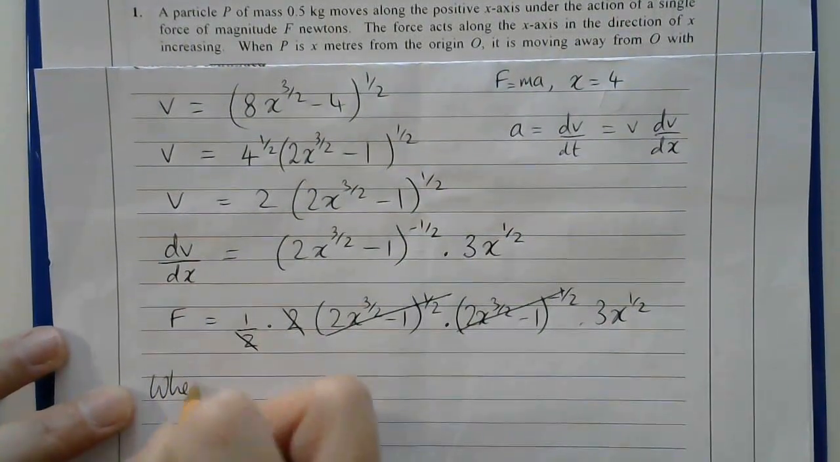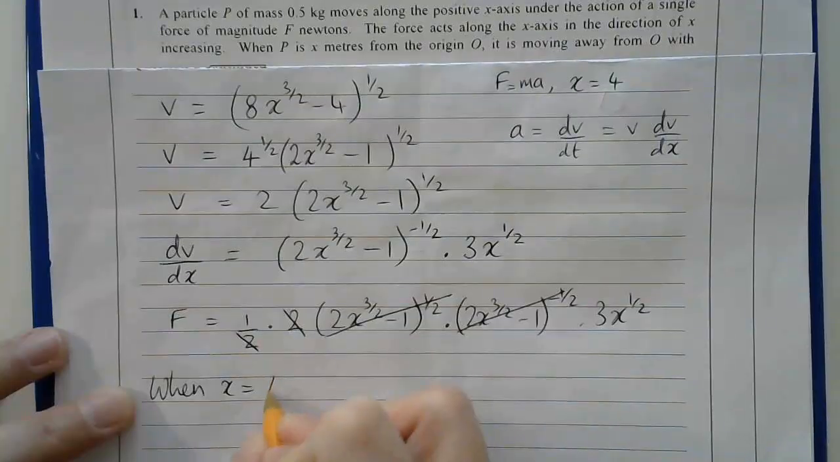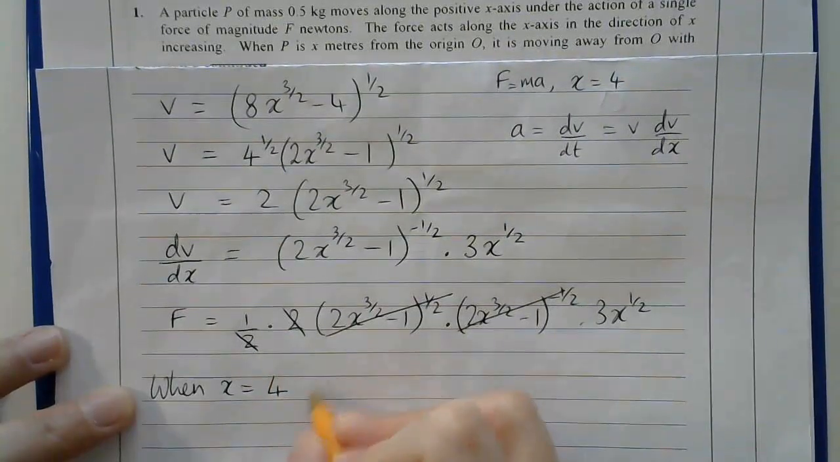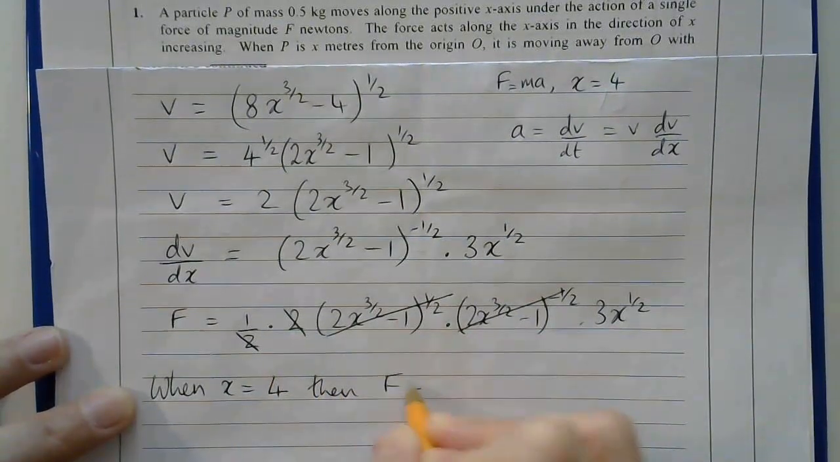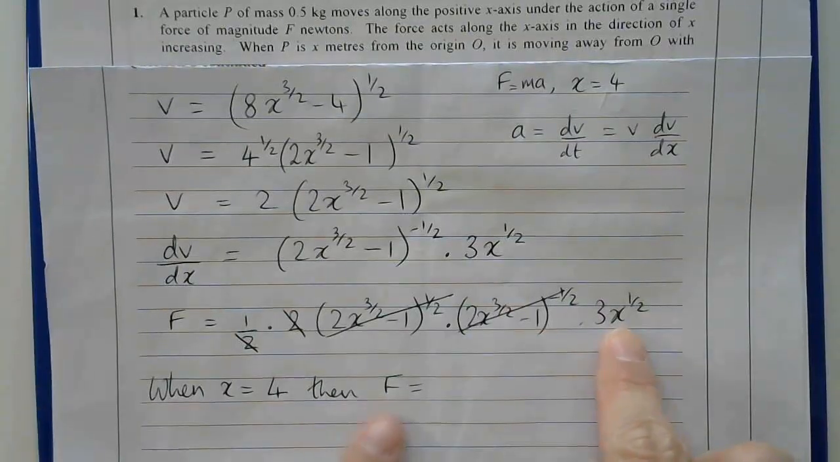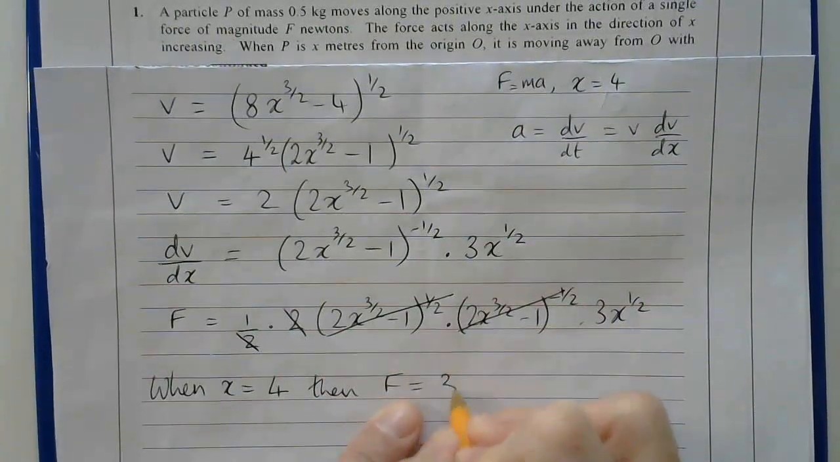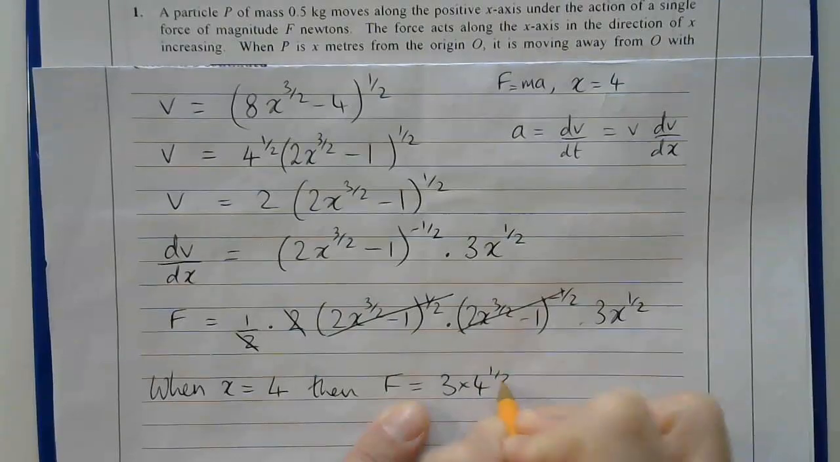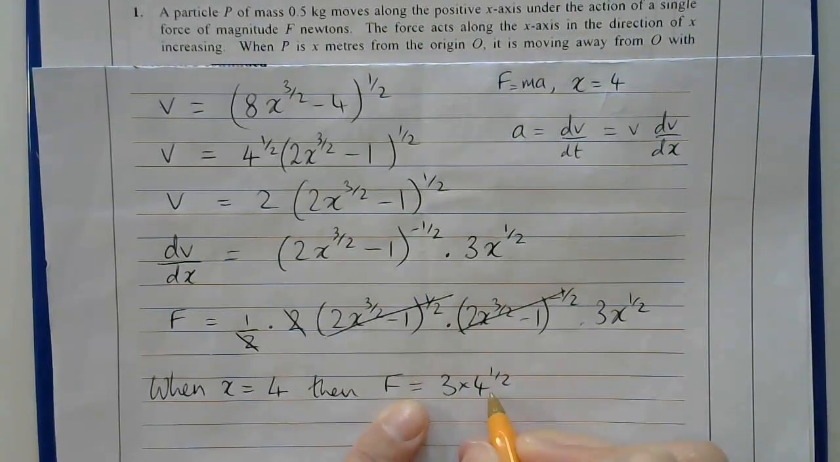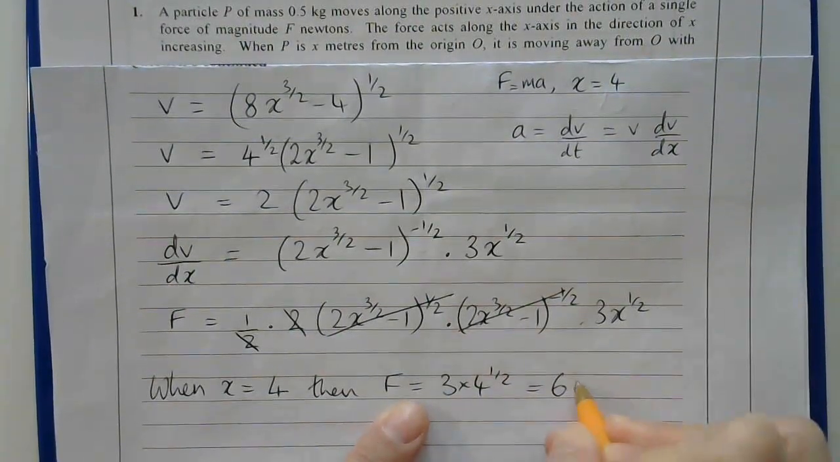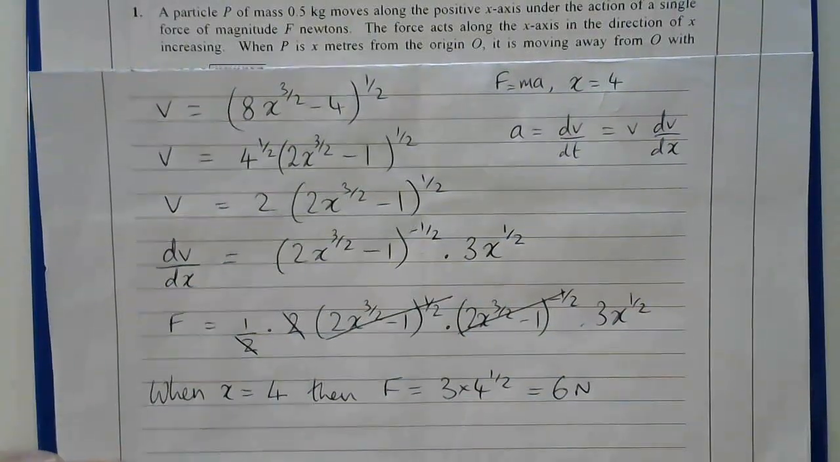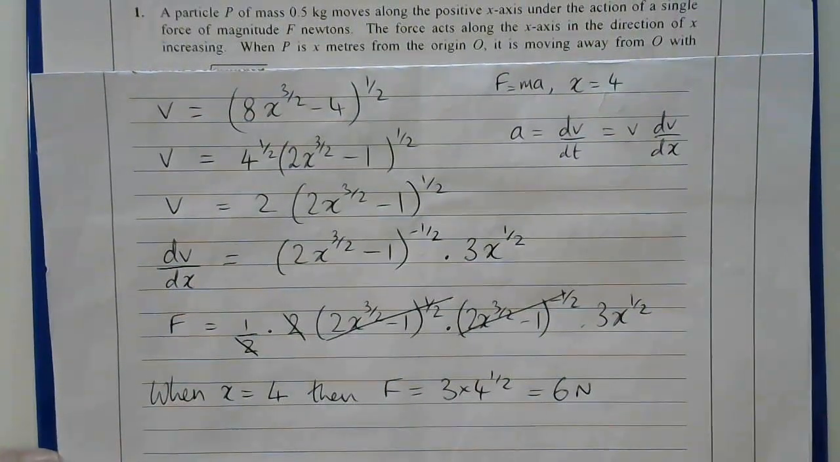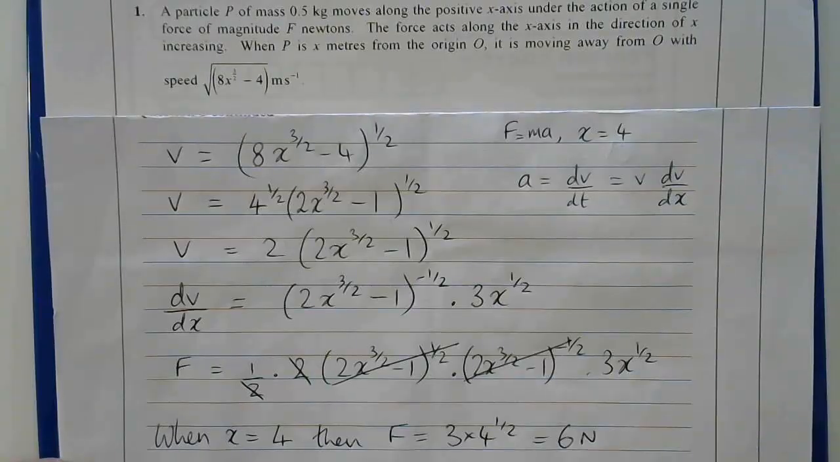So when x is 4, then F will be equal to this with a 4 substituted in for x. And so I get basically 3 times 2, which is 6 newtons. Okay, so that question was worth 5 marks. I hope you found that helpful.